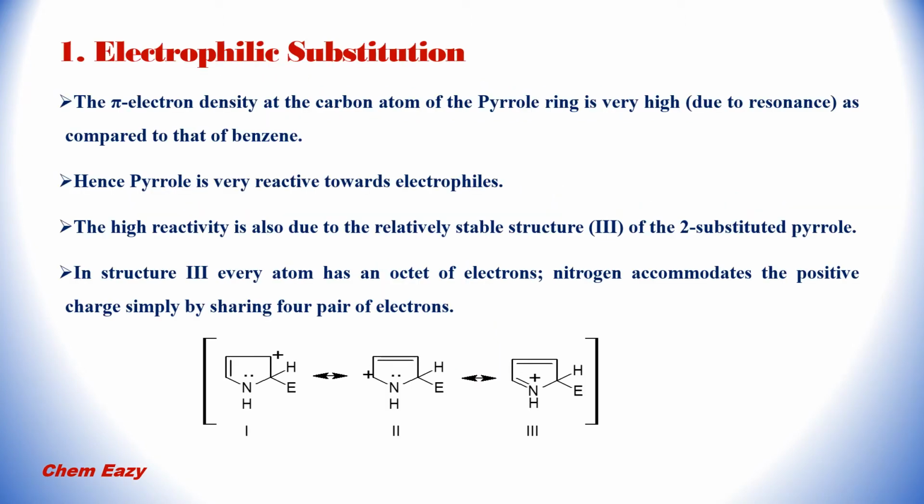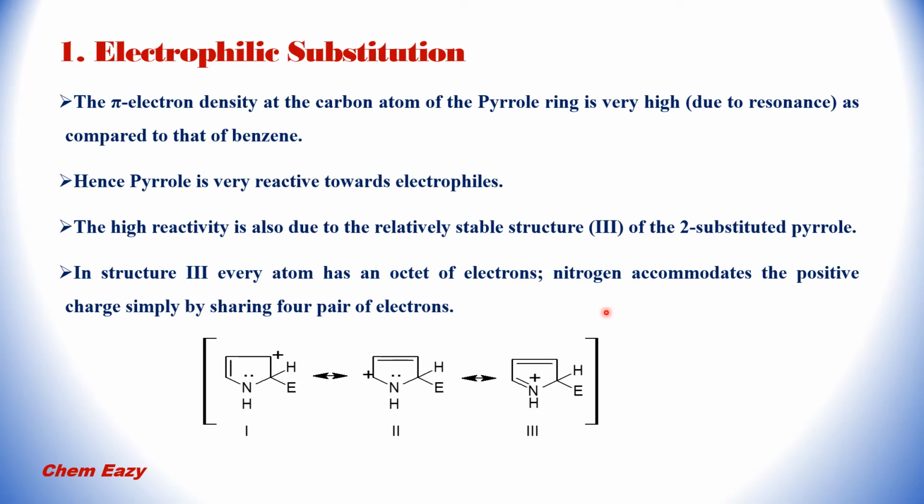Under characteristic reactions of pyrrole, first one, electrophilic substitution reaction. When compared to benzene, the pi electron density at the carbon atoms of the pyrrole ring is very high due to resonance. So pyrrole is very reactive towards electrophiles, and the high reactivity of pyrrole is also due to the relatively stable structure 3 of the second position substituted pyrrole.